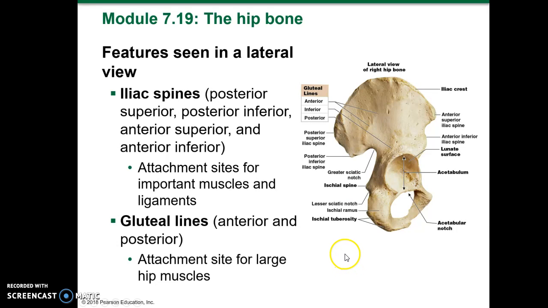And we'll go through some of these parts, although I haven't required you to know most of these. So we'll start with the iliac spine. We have the posterior superior, posterior inferior, anterior superior, and anterior inferior spines. But you don't have to know all those. They are attachment sites for different muscles and ligaments.